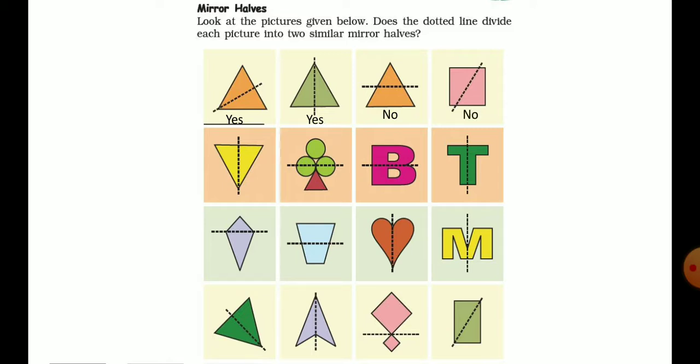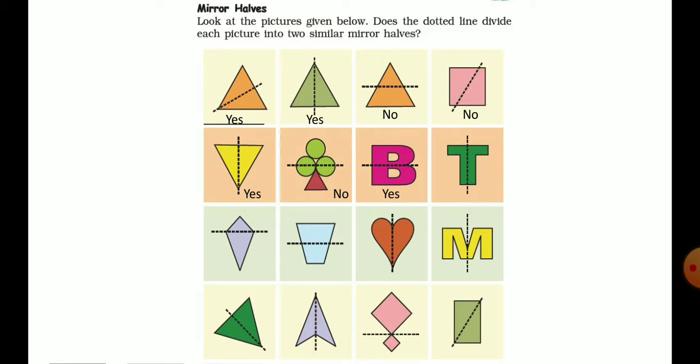Third picture. This triangle is divided into two similar mirror halves. Yes. Next, the tree is divided horizontally. So both parts are different. So our answer is no. Letter B is divided horizontally. So both parts are the same. So our answer is yes.